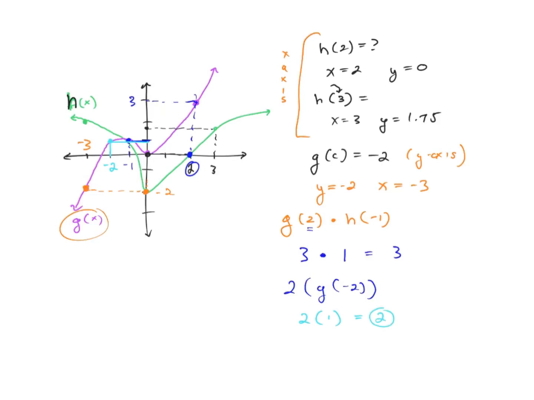So this is how you're basically evaluating functions using the values given to you by tables and graphs. And if they add operations like addition, subtraction, or division, you're simply using the tables and graphs to get your y values, and then add those numbers or values.